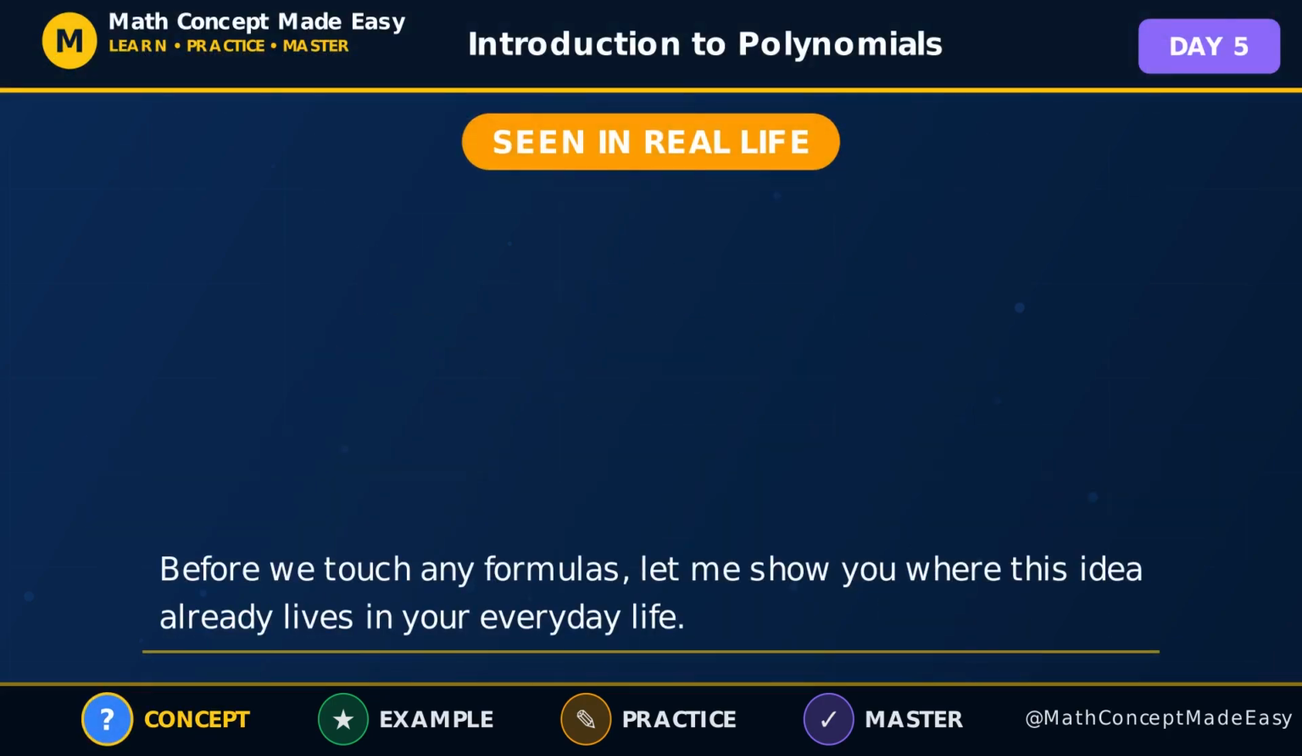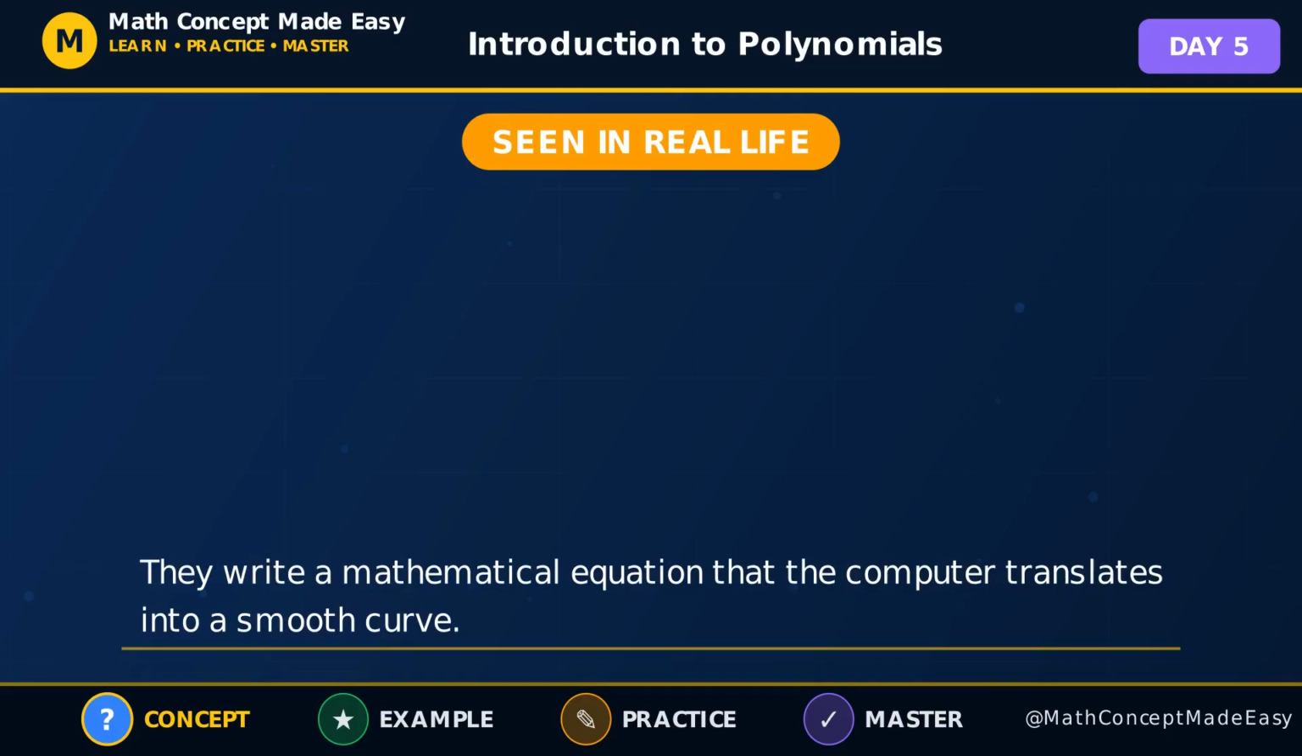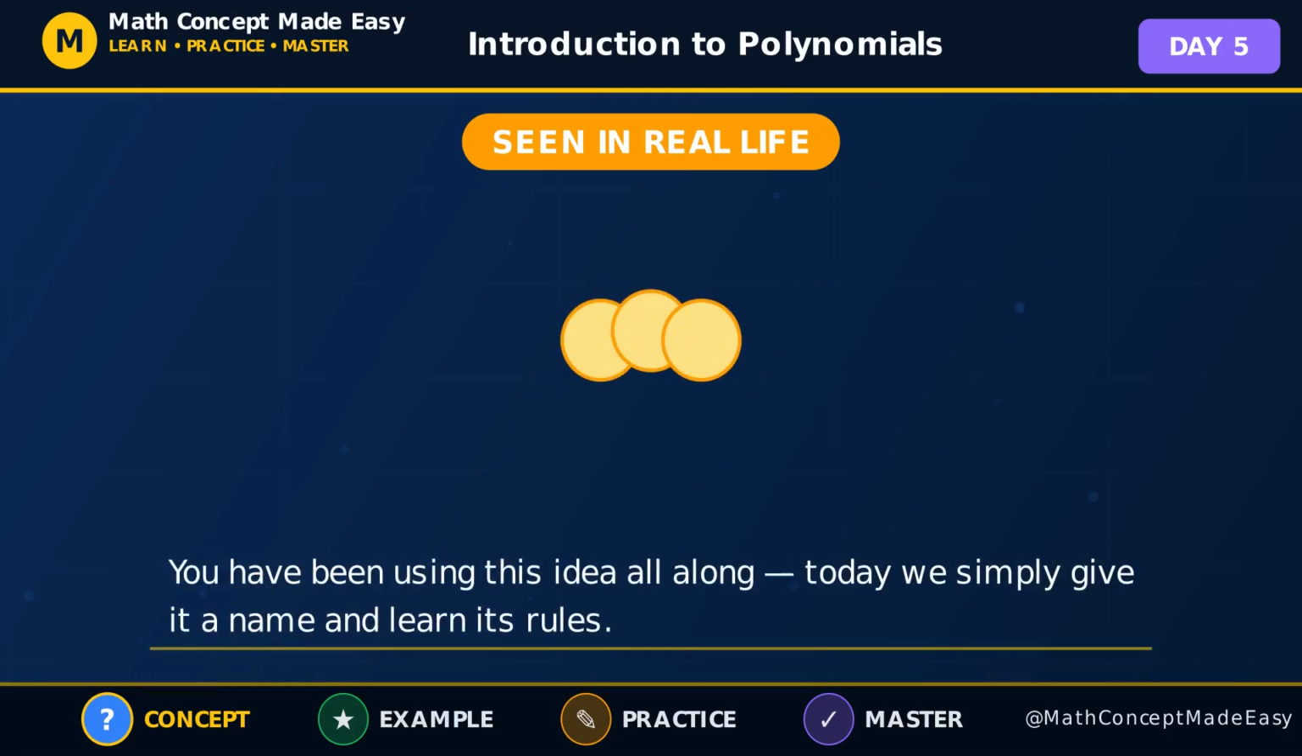Before we touch any formulas, let me show you where this idea already lives in your everyday life. When engineers program the path of a roller coaster or the trajectory of a rocket, they don't draw it by hand. They write a mathematical equation that the computer translates into a smooth curve. The most reliable tools for building these curves are called polynomials. You have been using this idea all along. Today we simply give it a name and learn its rules.